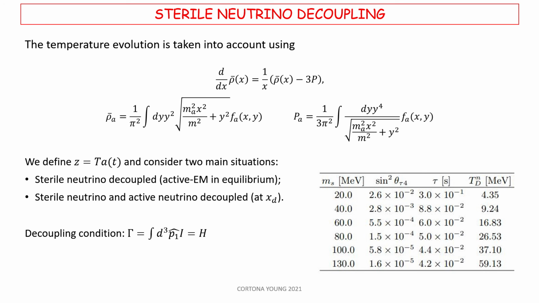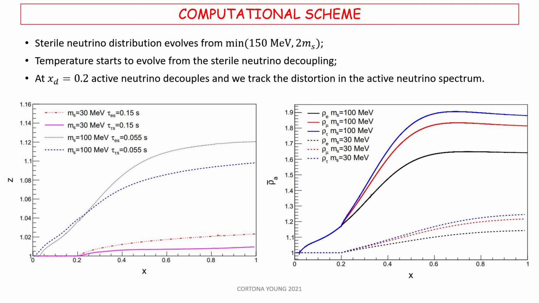There are two main situations for the evolution of temperature: the sterile neutrino decoupling and the decoupling of the active neutrinos. In the table, one can see the temperature at which the sterile neutrinos decouple for some parameters, and we see that these temperatures are always below the QCD phase transition temperature. So we started our simulation below the QCD phase transition temperature.